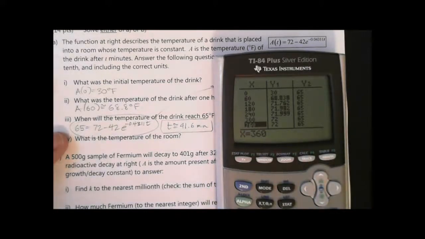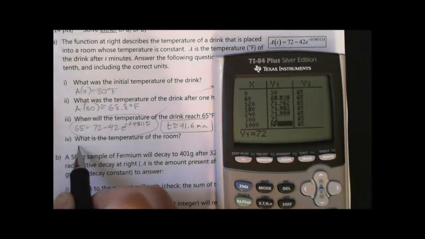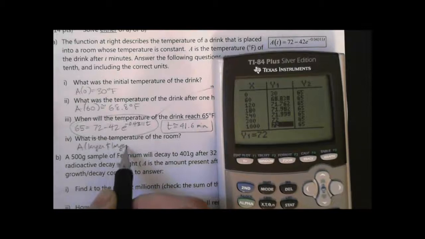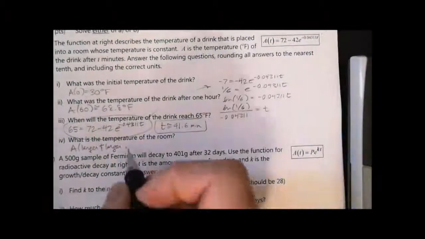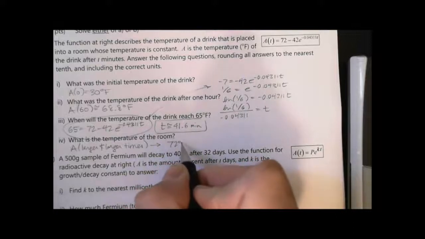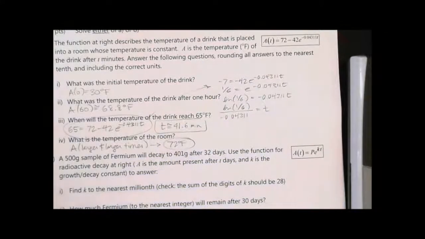And just to be absolutely sure, you can put in 1,000 hours maybe. And you can see after 1,000 hours, the drink is actually at 72 degrees, or so close the calculator can't distinguish the difference. So this is actually the limiting value of A, or horizontal asymptote, but I'm going to say A of larger and larger numbers, or times in this case, goes to 72 degrees Fahrenheit.